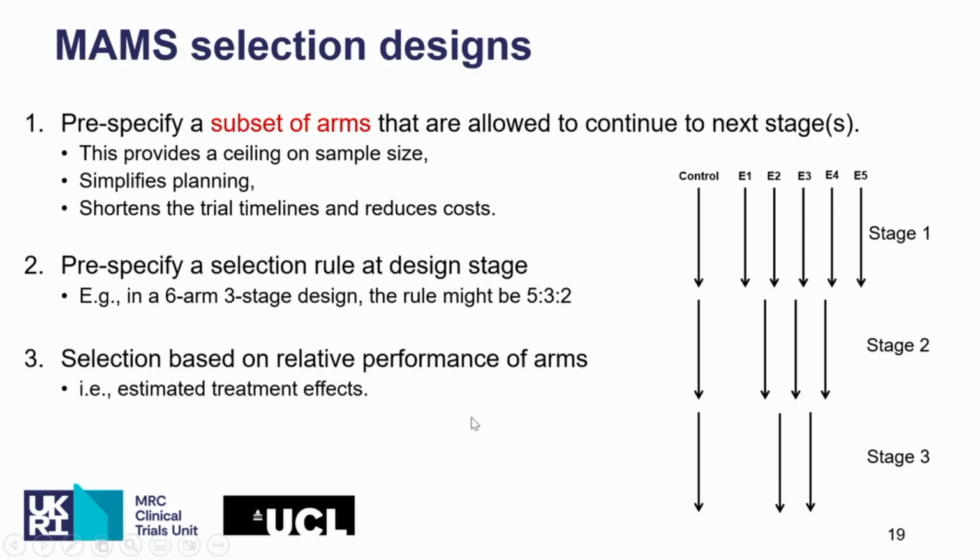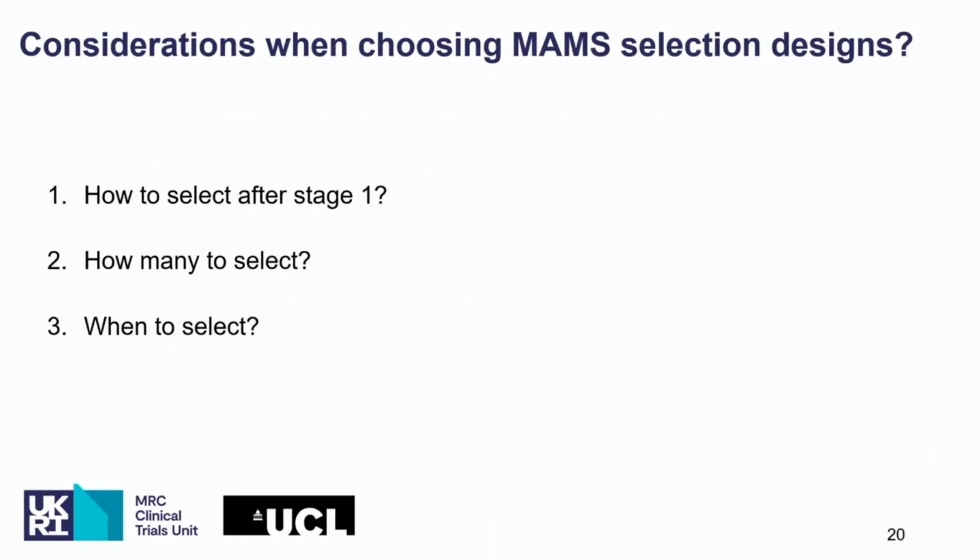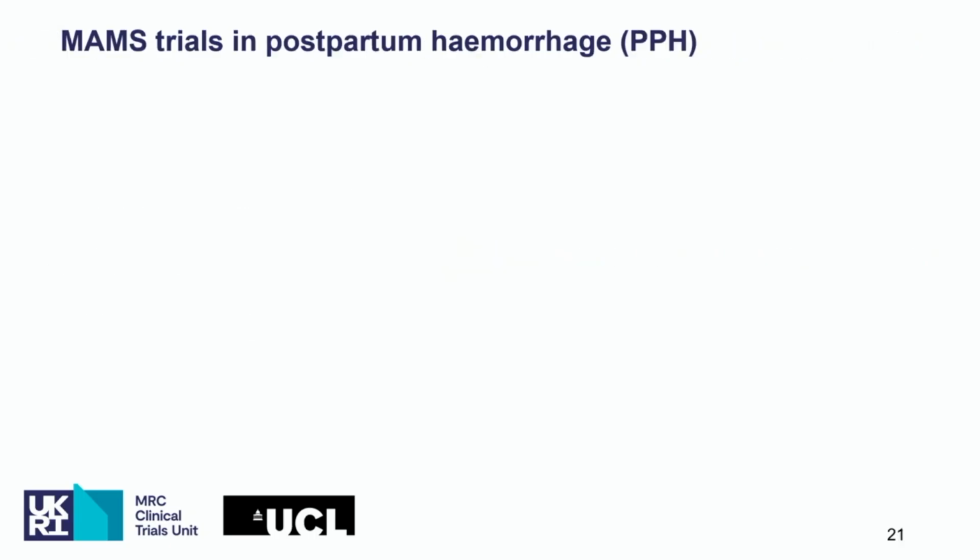And the selection can be based on relative performance, for example, based on the estimated treatment effect, or you can include safety data if you want to. But there are considerations when choosing a MAMS selection design: how to select after stage 1, how many to select, and when to select. We have 2 examples. Let's have a look at the examples. I will come back to those questions.